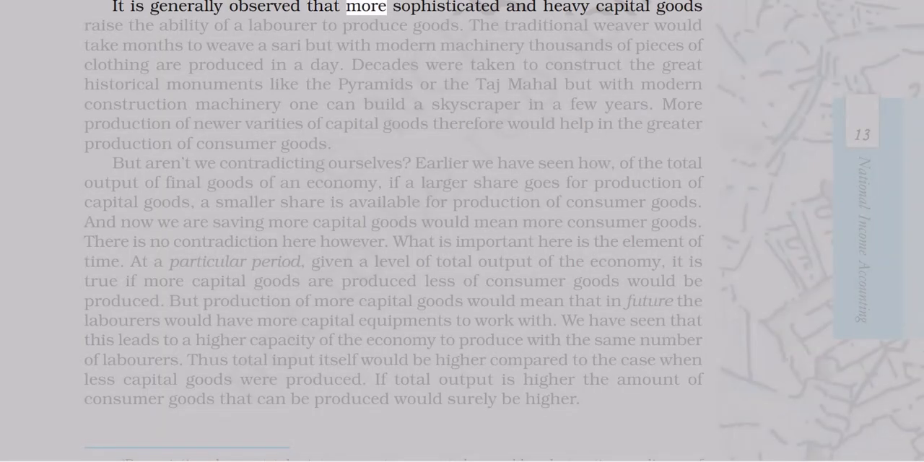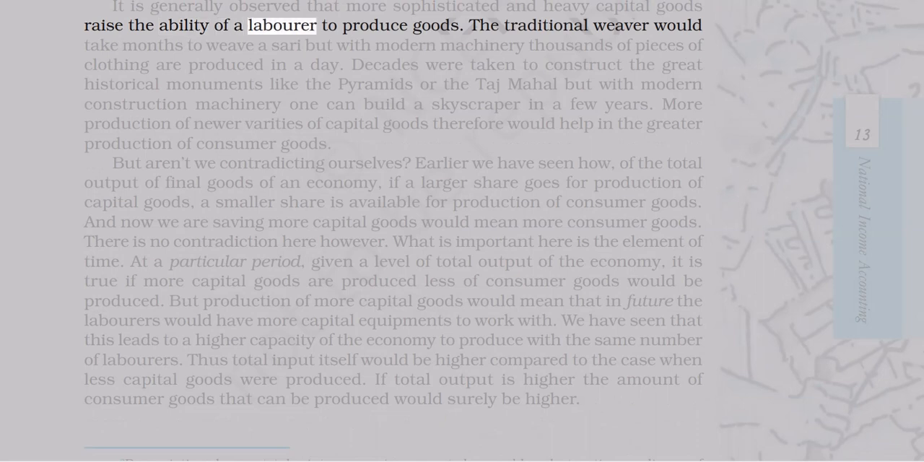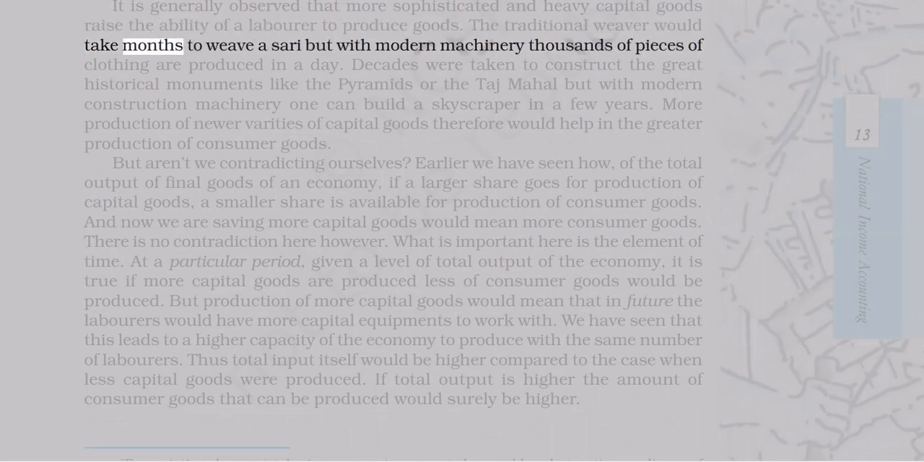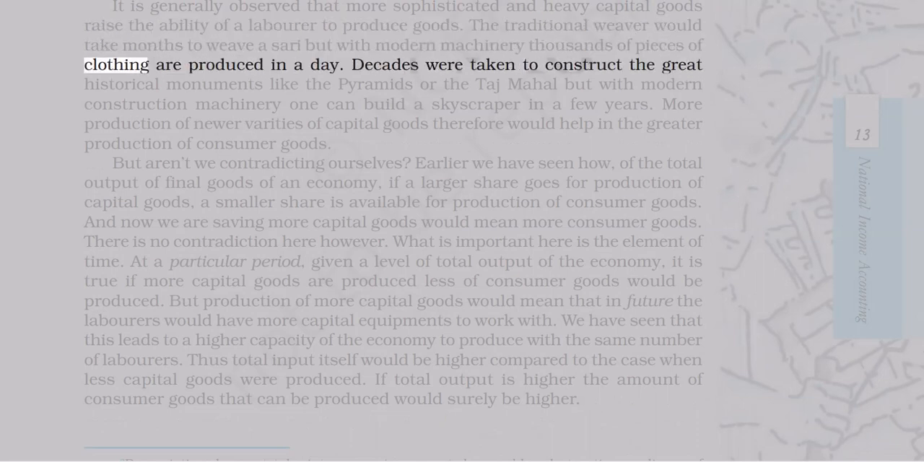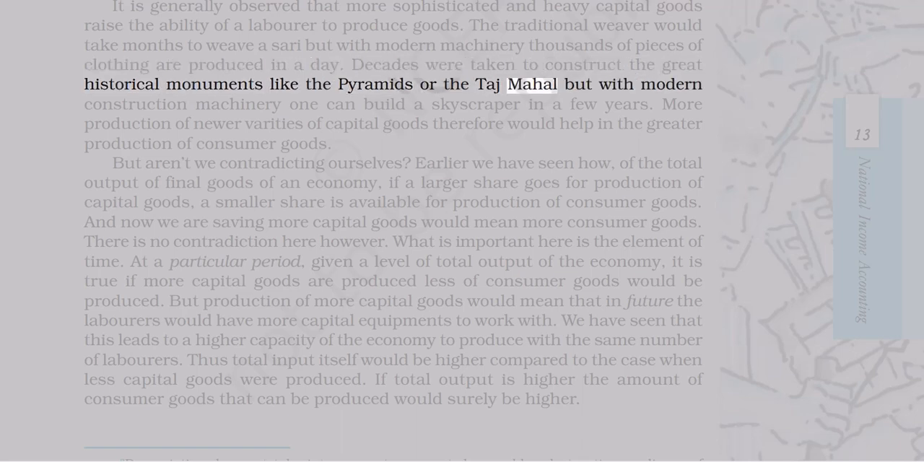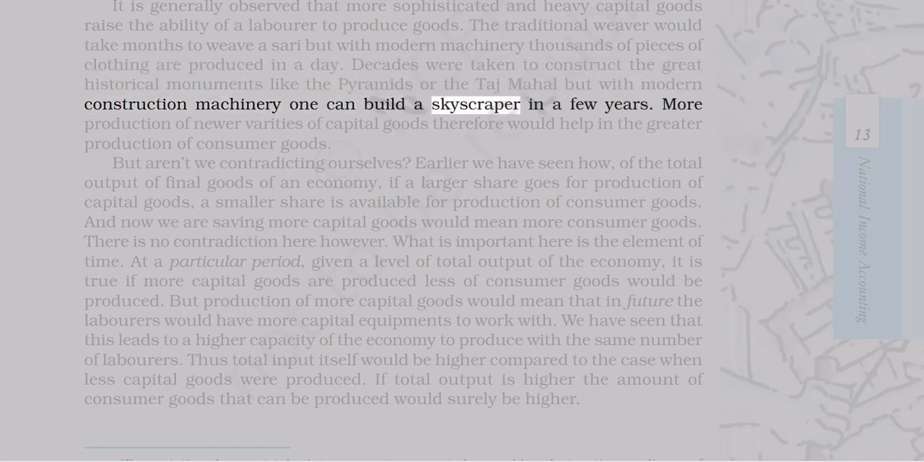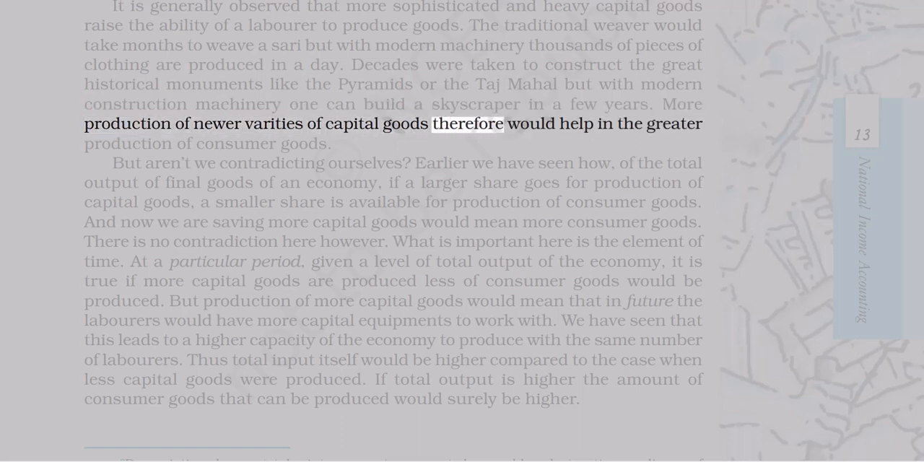It is generally observed that more sophisticated and heavy capital goods raise the ability of a laborer to produce goods. The traditional weaver would take months to weave a sari, but with modern machinery thousands of pieces of clothing are produced in a day. Decades were taken to construct the great historical monuments like the pyramids or the Taj Mahal, but with modern construction machinery one can build a skyscraper in a few years. More production of newer varieties of capital goods therefore would help in the greater production of consumer goods.